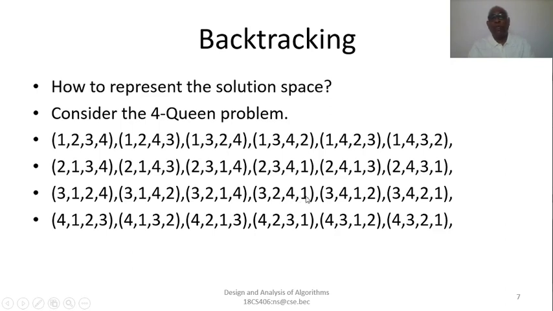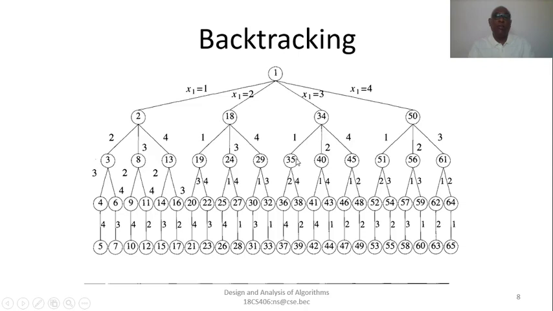So we see that there are 24 possible tuples, and they can be organized as a list of tuples. A list is a data structure in which you can organize elements. So you can regard all these possible candidates that comprise the solution space as organized in a list. Is there any other possible organization of the solution space? Yes, there is another possible organization which is more amenable for backtracking algorithms.